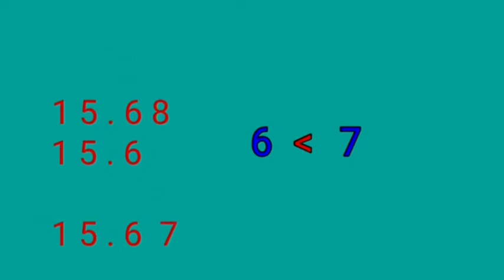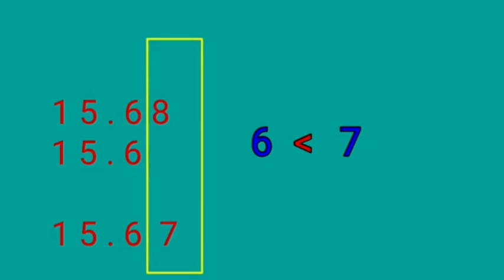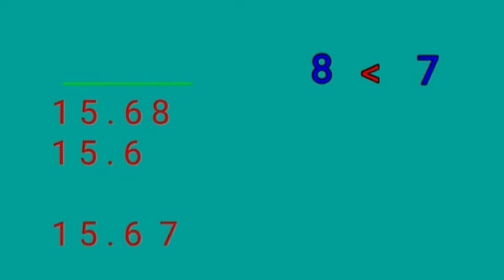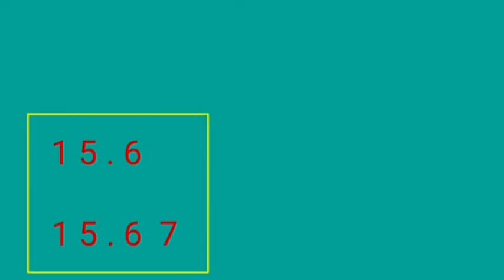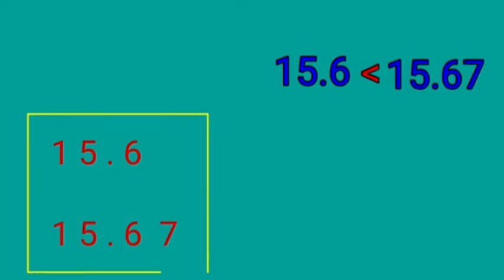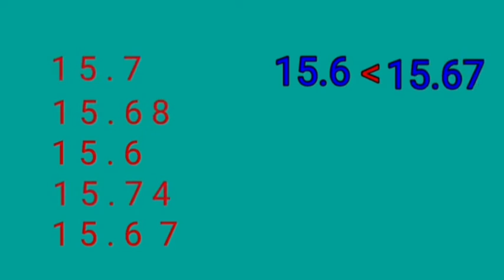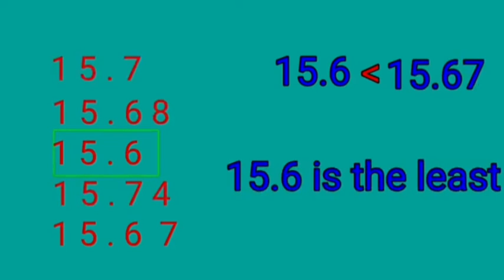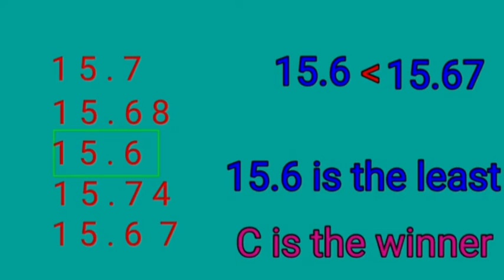That should be avoided. Comparing the digits in the hundredths place from the remaining numbers, we get 8 is the greatest of all. Therefore, 15.68 is the greatest of all the remaining numbers. Finally, by comparing the remaining two numbers, 15.6 is less than 15.67. Therefore, 15.6 is the least time taken, which is taken by C. Therefore, C is the winner.